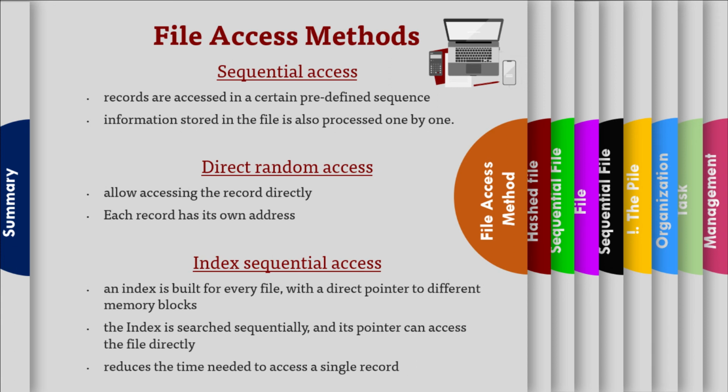Random access. The random access method is also called direct access. This method allows accessing the record directly. Each record has its own address which can be directly accessed for reading and writing.